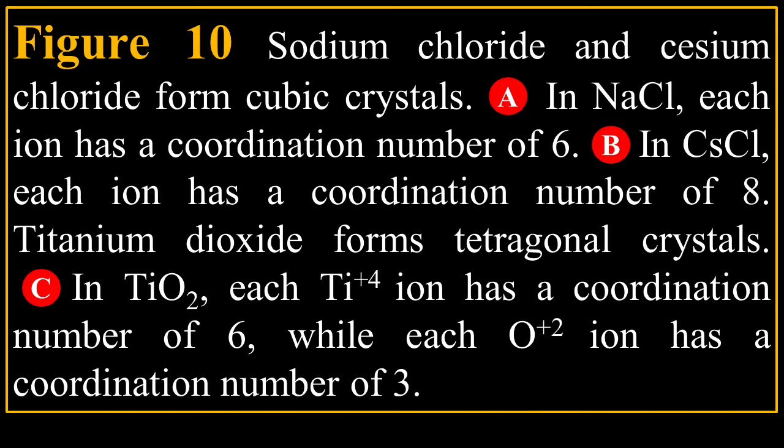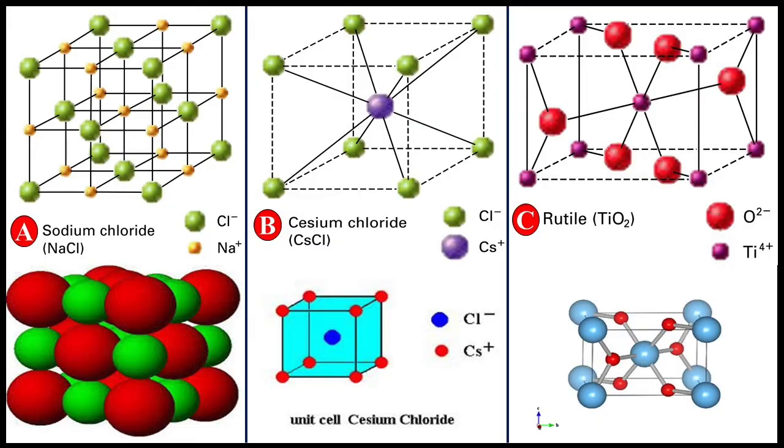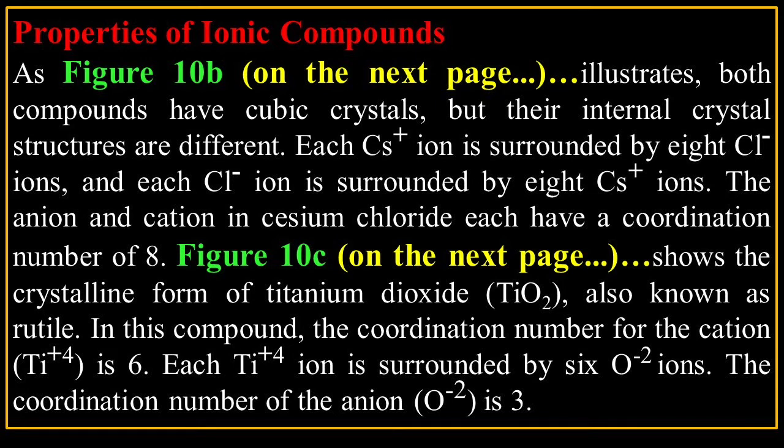So these coordination numbers are very, very important, and we will talk about them in further chapters. However, A is sodium chloride with a coordination number of 6, cesium chloride has a coordination number of 8, and so on. So here sodium chloride is A, the chlorine is green and the sodium is yellow, etc. And cesium chloride is B, and titanium oxide is C. As figure 10b on the next page illustrates, both compounds have cubic crystals, but their internal crystal structures are different.